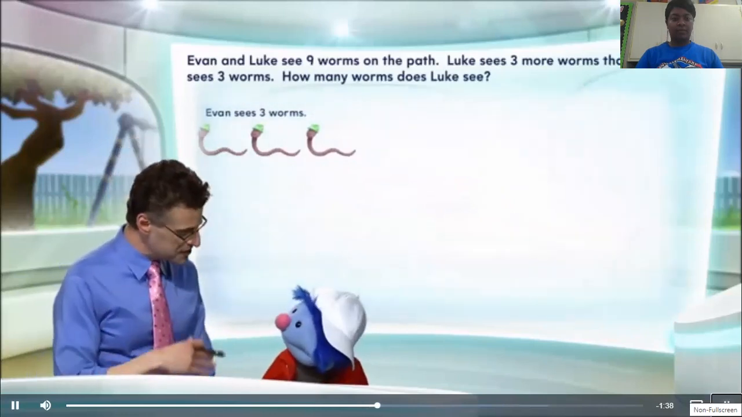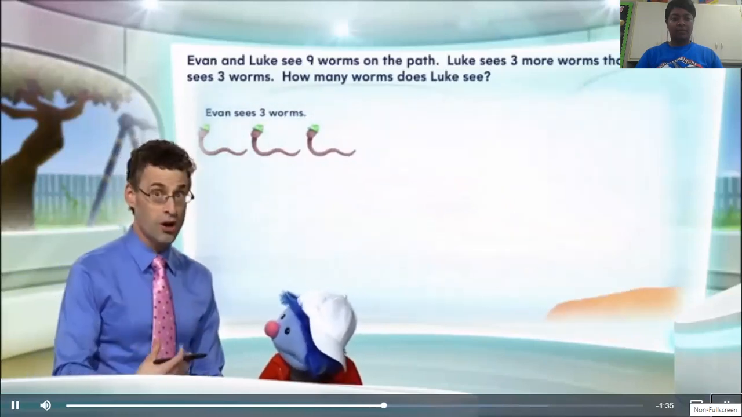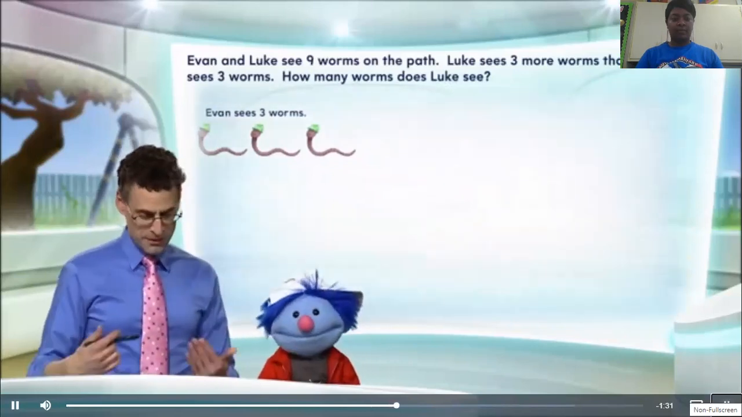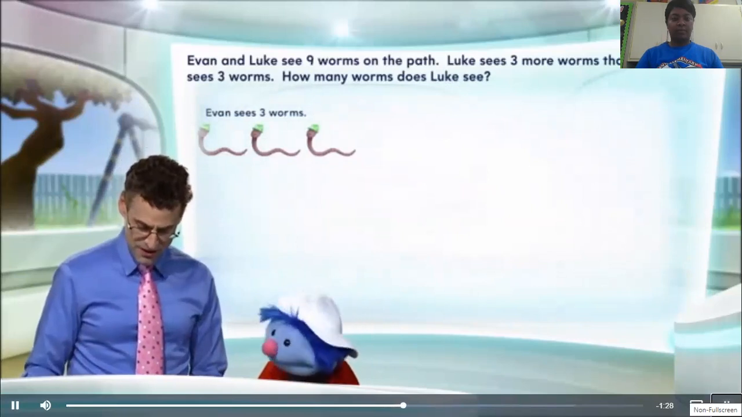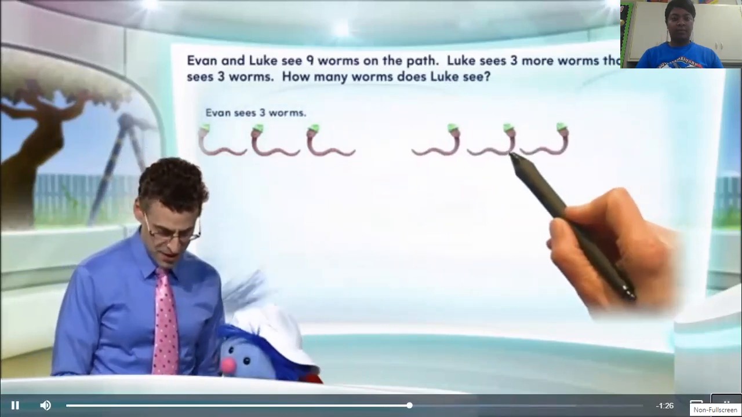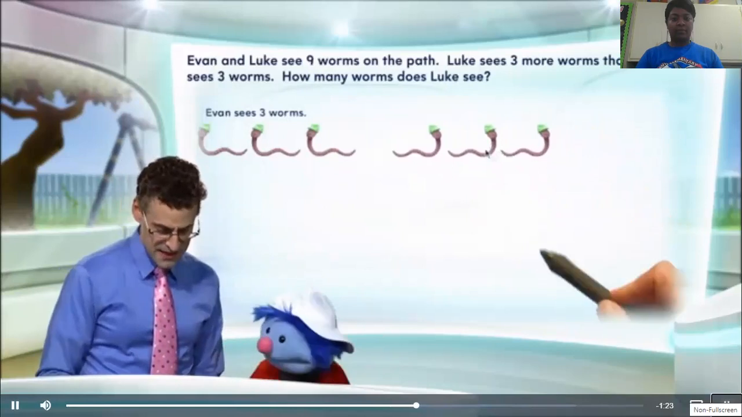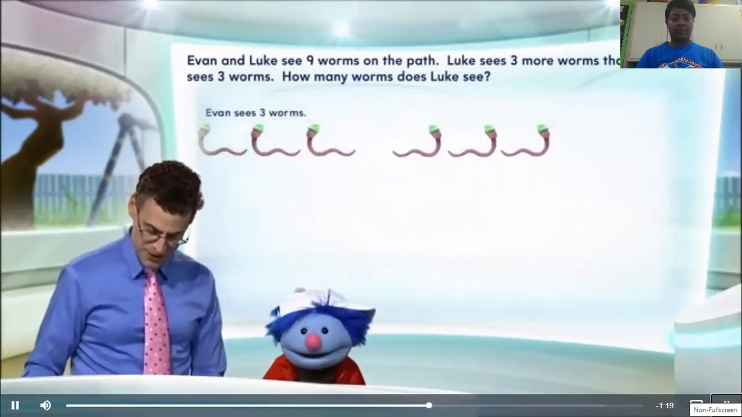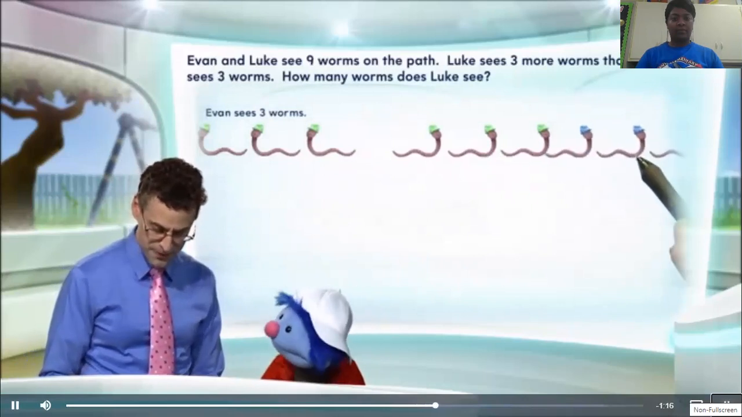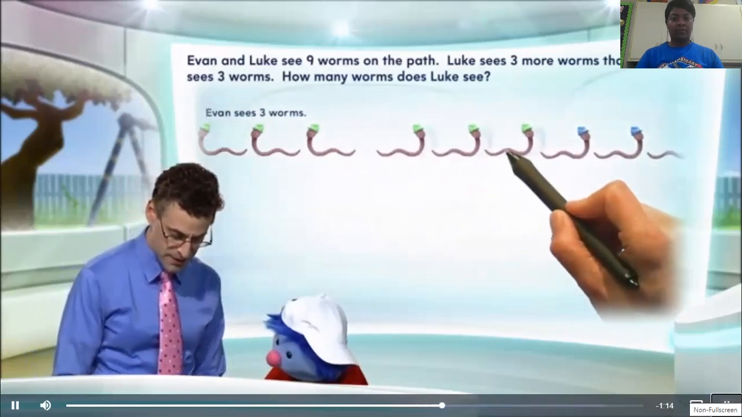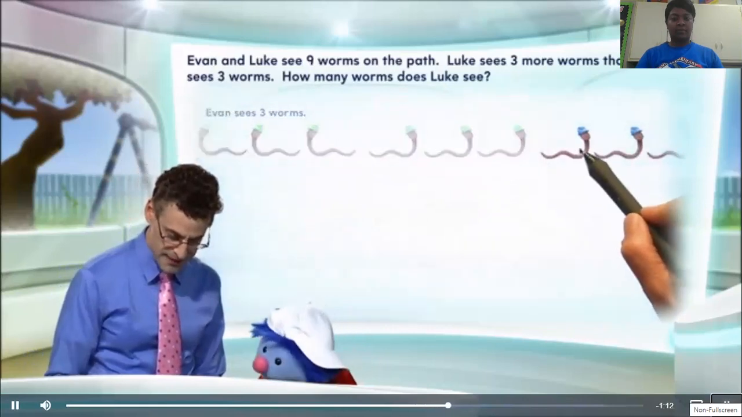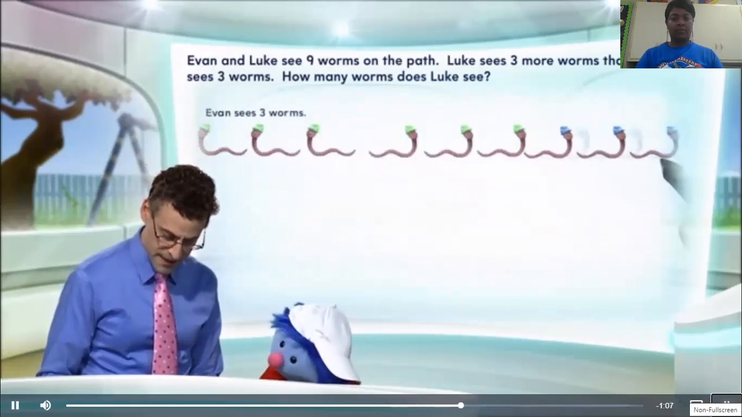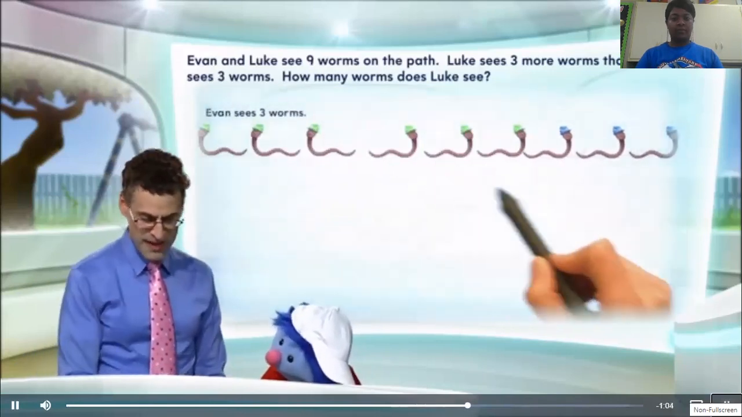Now, remember that Luke sees 3 more than Evan, which means, let's think about that number. First of all, he would see the same number that Evan saw. And then he sees 3 more. So we have to now add on 3 additional ones. So here's 3 more. There they are. I'm going to fit them all on so you can see them all. So I'm going to back up a little bit. They're backing up. Aren't they cute? I like them. Okay. And now we put them all together here.